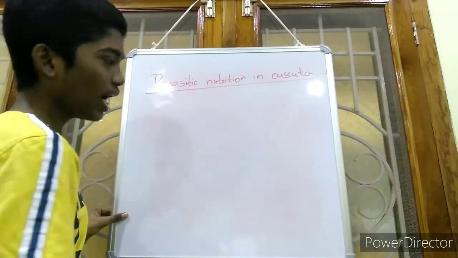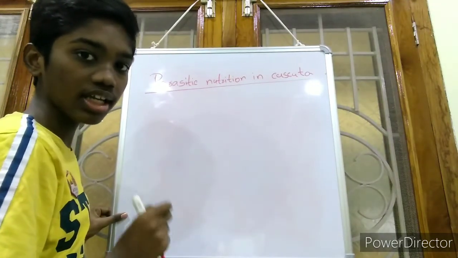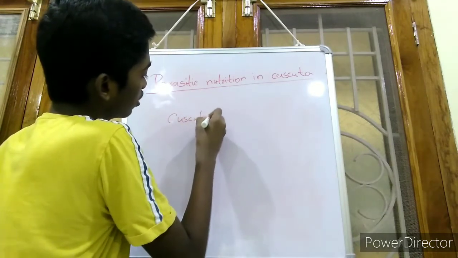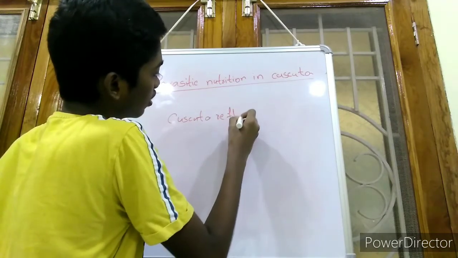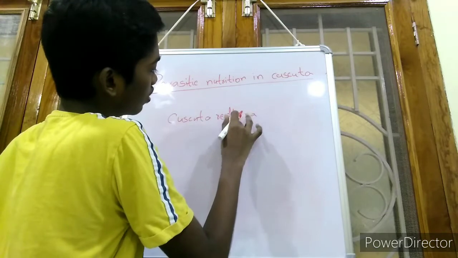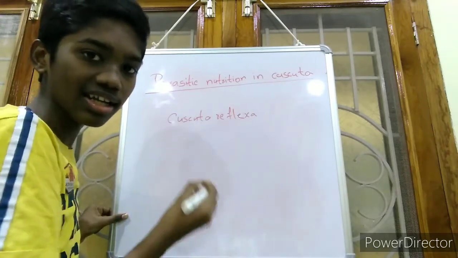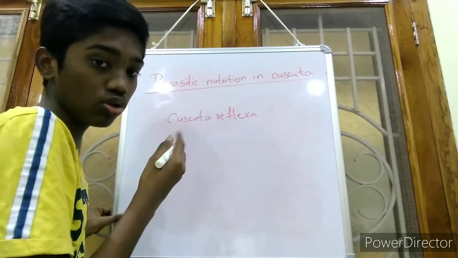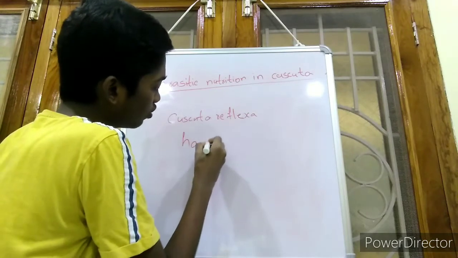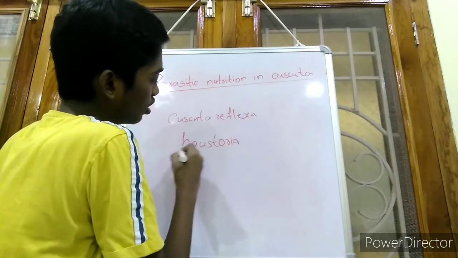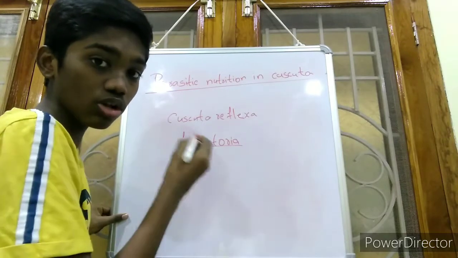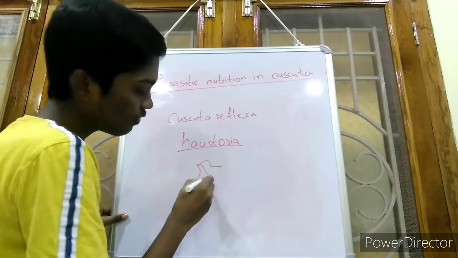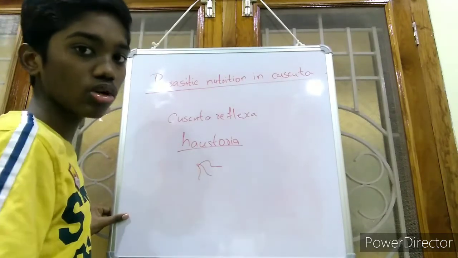Now if we see, this plant does not contain any type of chlorophyll. There is one type of plant called Cuscuta reflexa. This Cuscuta reflexa contains a little amount of chlorophyll, and it absorbs the food material through its haustoria. It will absorb the food material from the host plant through this part, haustoria. These haustoria are root-like structures which penetrate into the tissue of their host plant.